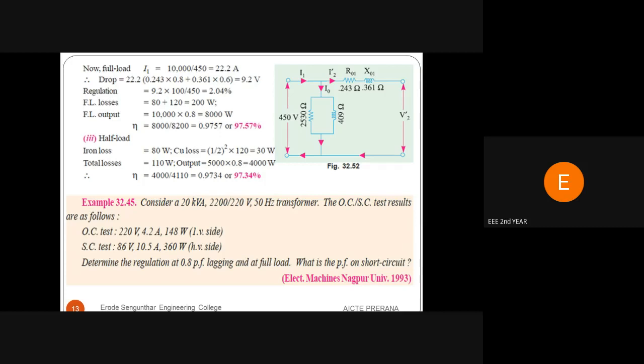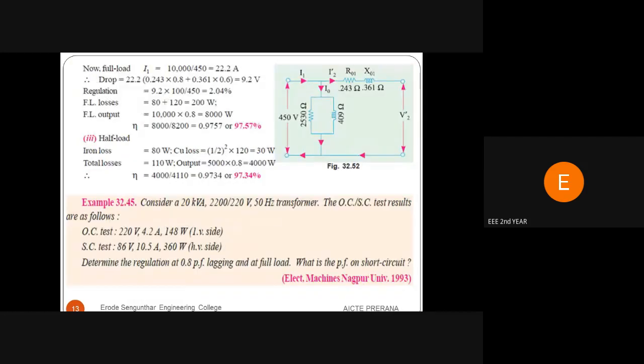So full load losses are available from the open circuit test and the short circuit test. By means of open circuit test and short circuit test, we have to determine the full load iron losses, 80 watts, and full load copper losses, that is 120 watts. So total losses of the transformer, the full load losses, equal to 80 plus 120, that is 200 watts. It is the total losses of the transformer.